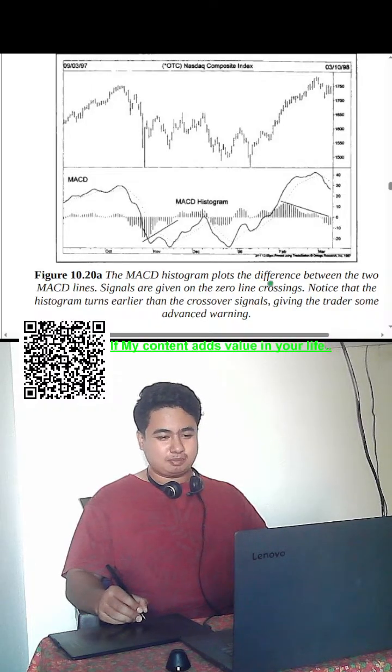The MACD histogram plots the difference between the two MACD lines. Signals are given on the zero line crossing.